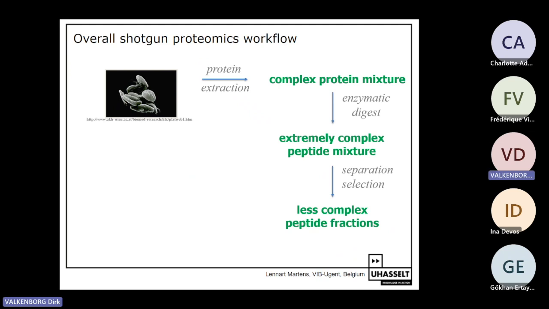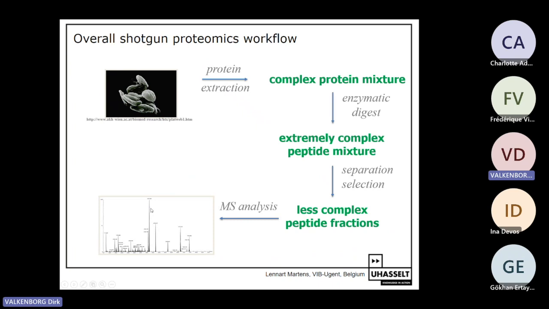But to make the mass spectrometer capable of analyzing this complex peptide mixture, we need to do separation. And we separate our peptide mixture in less complicated peptides. And then we go to the mass spectrometer analysis. And we take an MS1 snapshot of our data, and we see several peaks appearing, and we let our instrument decide themselves which peaks are worthwhile to further investigate.